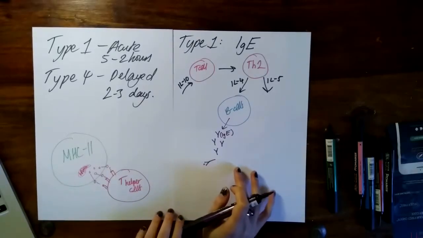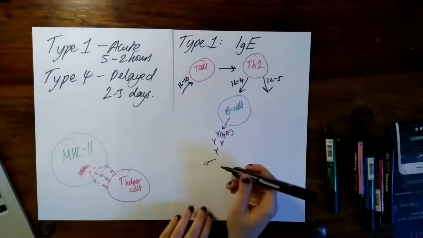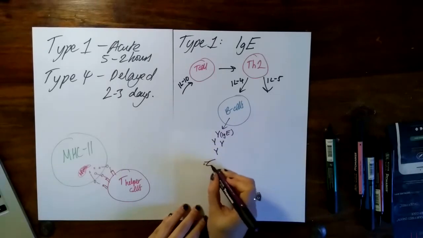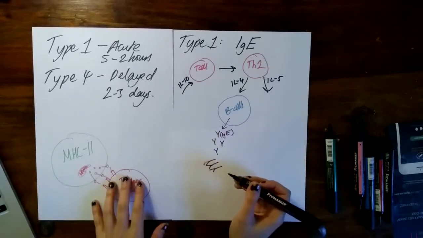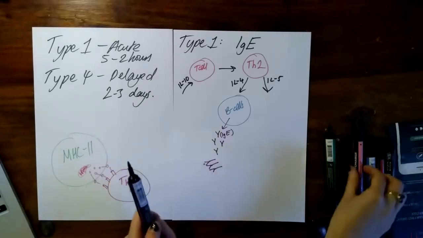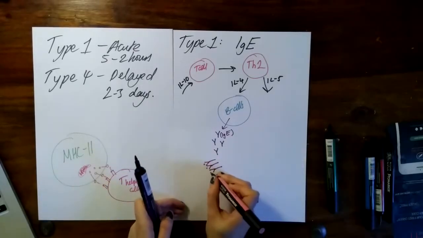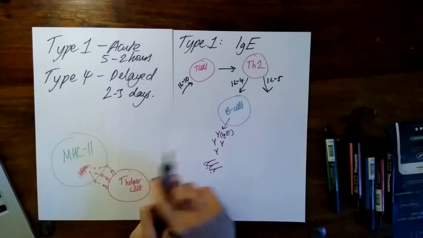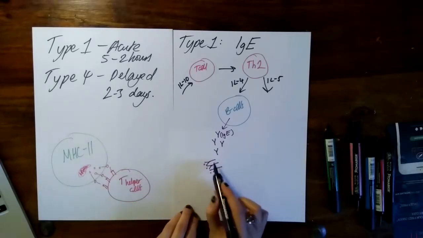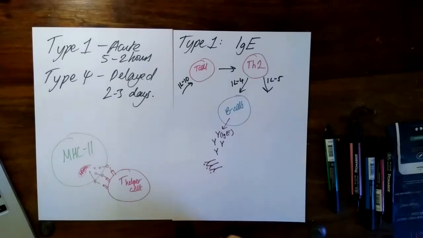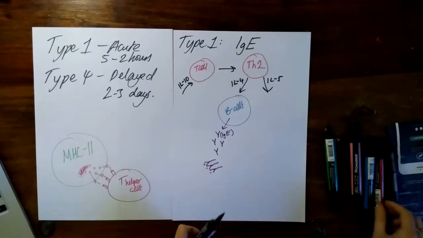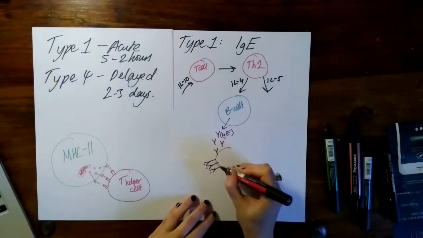The IgE antibodies cross-link with each other, and the IgE antigen receptor binds to the allergen, whereas the Fc, the constant region receptor, binds to another type of immune cell called mast cell.